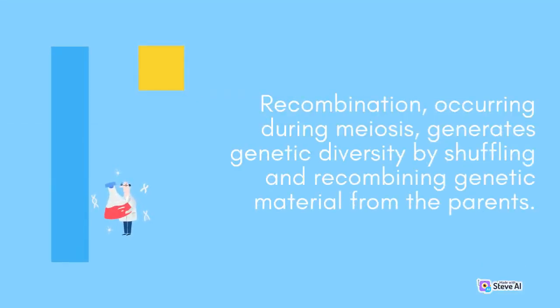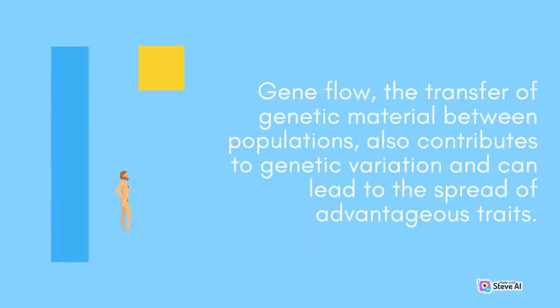Recombination, occurring during meiosis, generates genetic diversity by shuffling and recombining genetic material from the parents. Gene flow, the transfer of genetic material between populations, also contributes to genetic variation and can lead to the spread of advantageous traits.